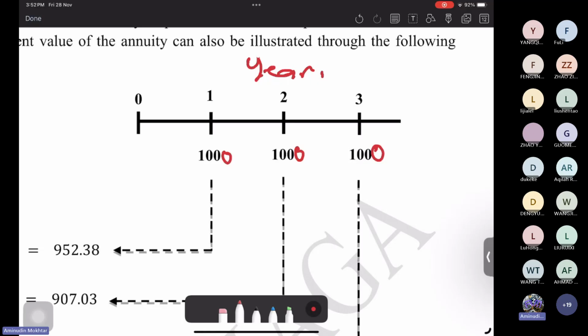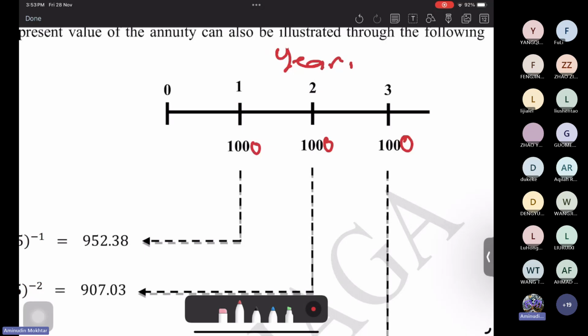Please add another 0 into your note, because the example refers to the 1,000 ringgit that you need to pay. Since this is an ordinary annuity, we assume that the payment is made at the end of year one, end of year two, and end of year three.